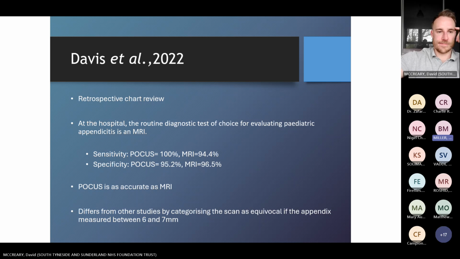out. So Davis was the only retrospective one. In the hospital that it was done in, their test of choice was an MRI. So they didn't look at CT at all, but they did look at POCUS and compared it to MRI as well. And found again very similar sensitivities and specificities, and they concluded that for their study POCUS was as accurate as MRI. And the main difference with their study as well was that they said that it was equivocal if it was between 6 and 7 millimeters, which did alter some of the stats for them compared to others, just with the measurements being a little bit different.